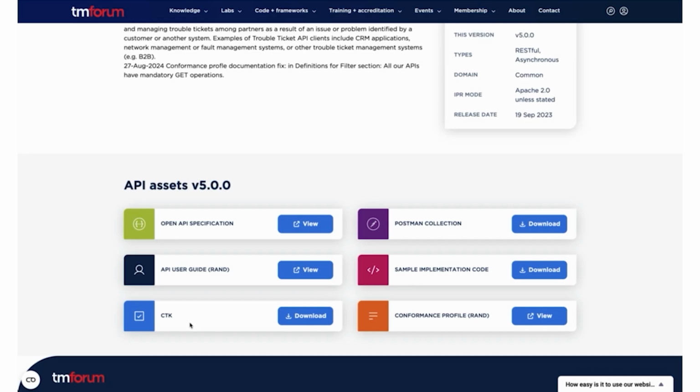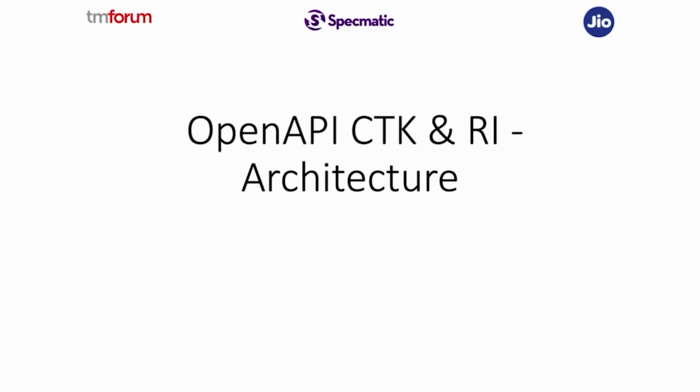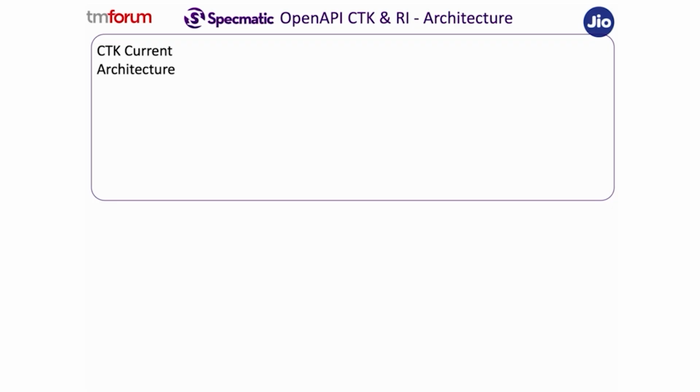As we were looking at this, we thought that this is amazing work, but there is some room for improvement in terms of the architecture of the CTK and RI, and also the speed with which we will be able to build these out. So that's what I'm going to quickly try and cover in this demo. Okay, let's jump in and look at the architecture and see what are the challenges that we found and how we have tried to improve them.